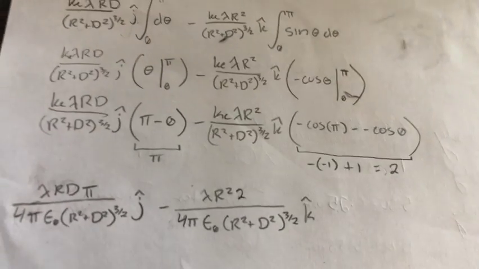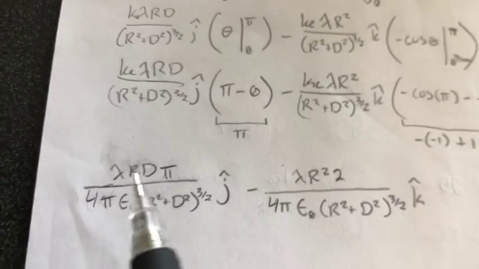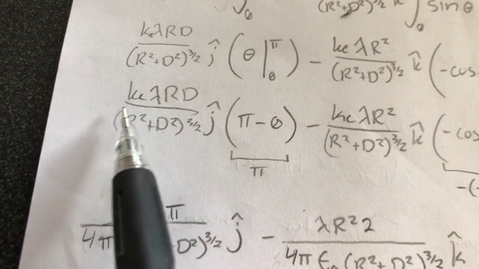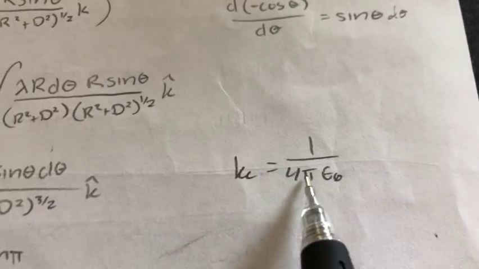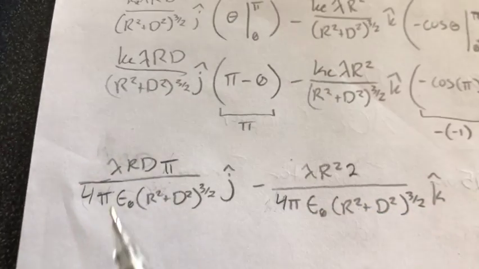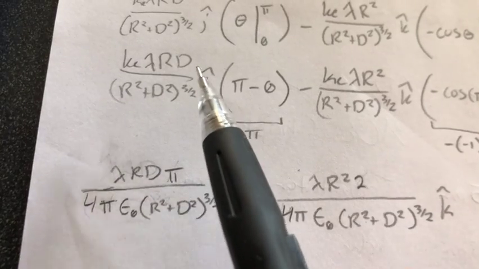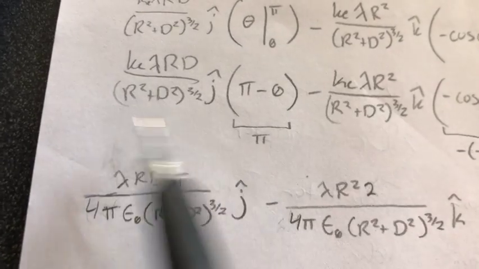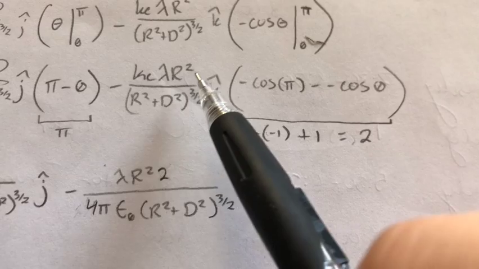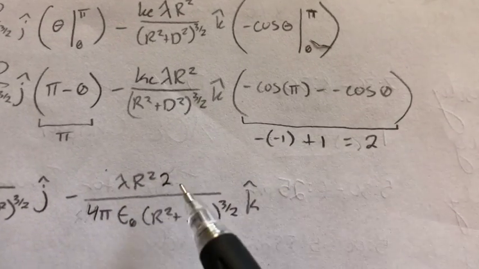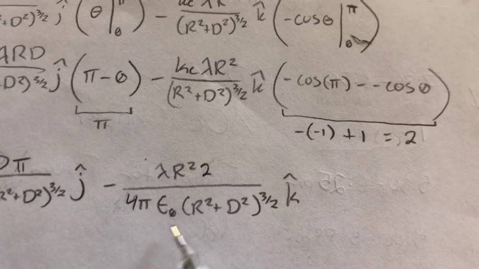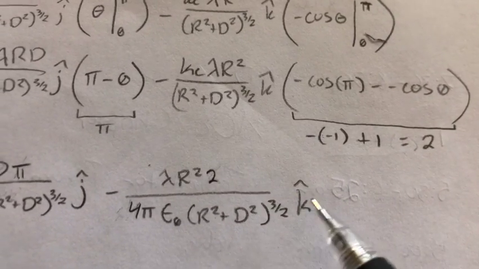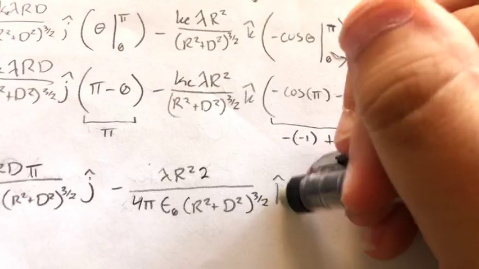Now we plug in all of these values, but I've been using KE this whole time for this constant coefficient. Remember, that's just our 1 over 4 pi E naught. When I plugged it in here, we still have our lambda R D, now multiplied by this pi, times our KE, 1 over 4 pi E naught, with this whole mess still in the denominator, and that's our J hat. Then the same thing over here, we have our lambda R squared, times this 2, over 4 pi E naught, and this whole mess in the denominator, that's our K component, right?